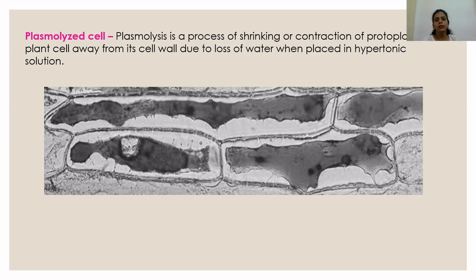So in the case of a plasmolyzed cell, the protoplasm of the cell completely shrinks away due to the loss of excess water when placed in a hypotonic solution. Fine. And plasmolysis is a process of shrinking or contraction of protoplasm in a plant cell away from its cell wall due to the loss of water.